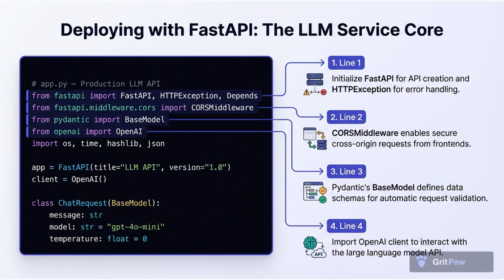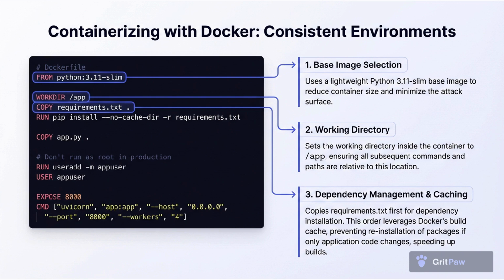Finally, on line 4, we import OpenAI. This client library will be our interface to interact with the actual large language model, whether it's OpenAI's own services or an API-compatible local model. Together, these imports lay the groundwork for a robust, type-safe, and performant API.